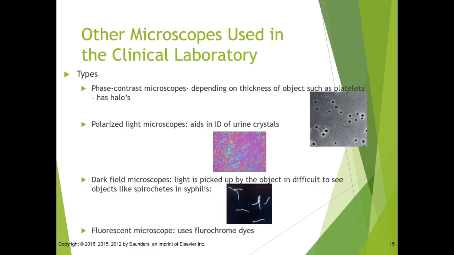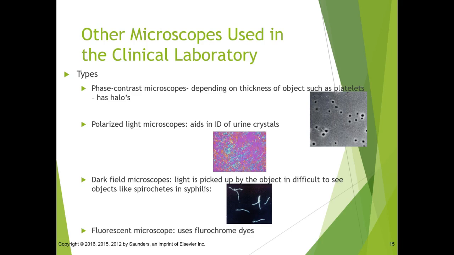Other types of microscopes used in the clinical lab. A few of these may be used, some of them are not used very often, but phase contrast microscopes look at the thickness of the object. So if you want to do a more exact platelet count, you see there's little halos around them. They may be easier to see. We usually don't have too much of a problem looking at those because we have a good trained eye.